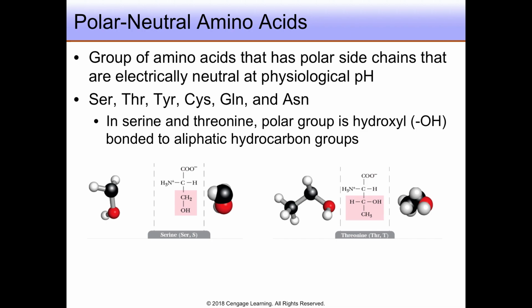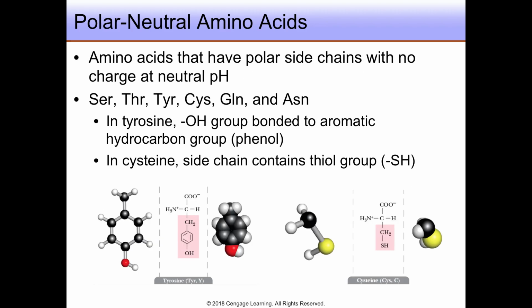Please note that though these side chains are uncharged, these are a class distinct from those that are nonpolar. These are very polar due to the nature of the functional groups they carry. Serine and threonine both carry hydroxyl groups bonded to aliphatic hydrocarbons.